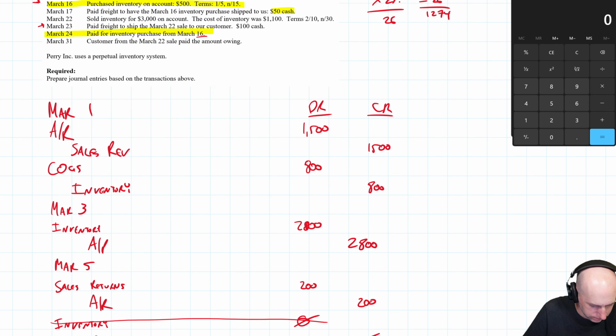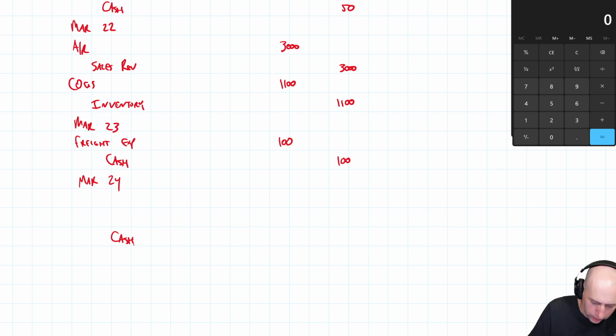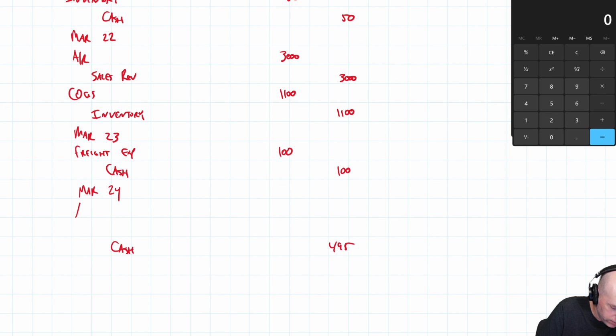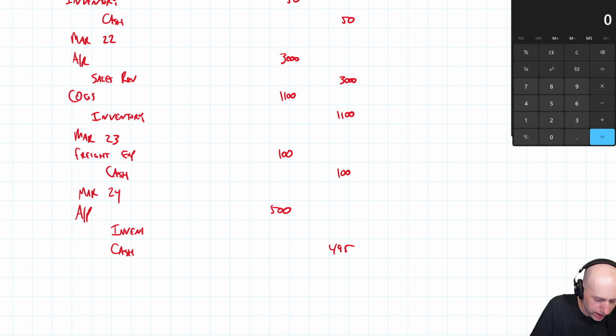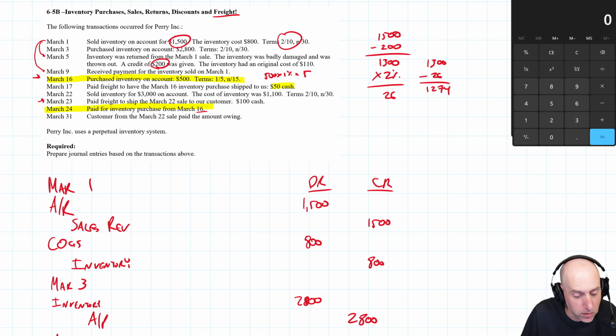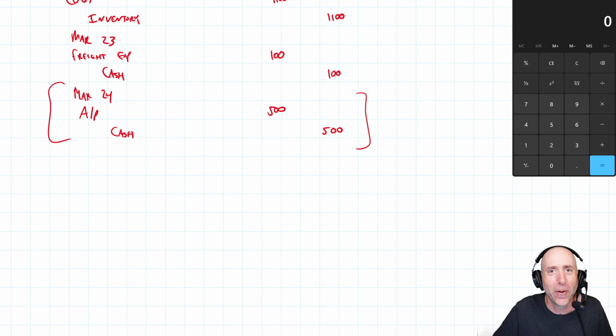March 24th, credit cash. Oops. For $495 because they were taking a $5 discount. $500 times 1% is $5. I'm going to AP, get rid of the payable. It's a $500 payable, and there is a $5 discount. I'm the buyer of this inventory. I credit inventory. When we get a discount on a purchase, we credit inventory. When we get a discount on a sale, we get a sales discount. Okay, the error is over.